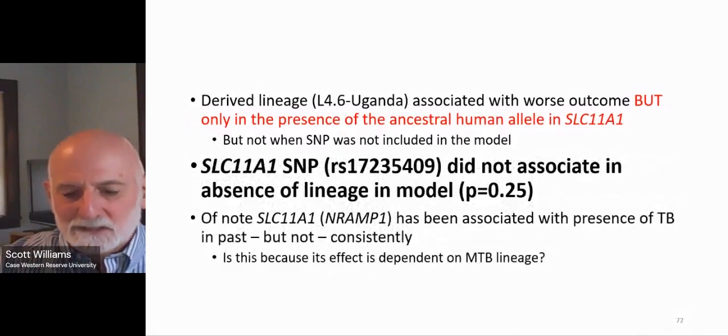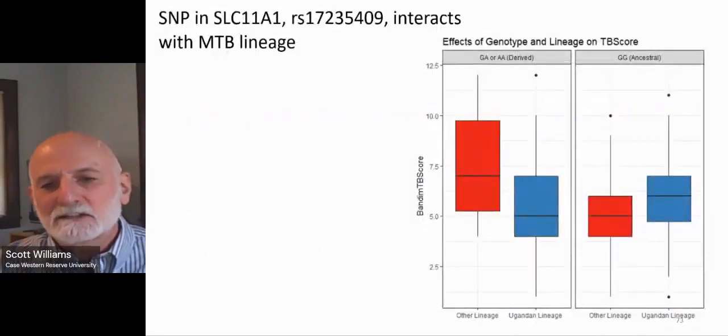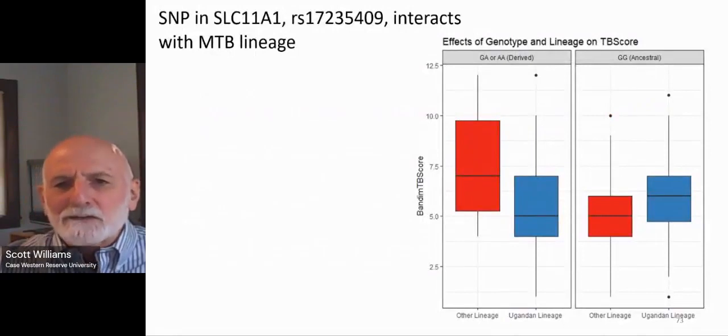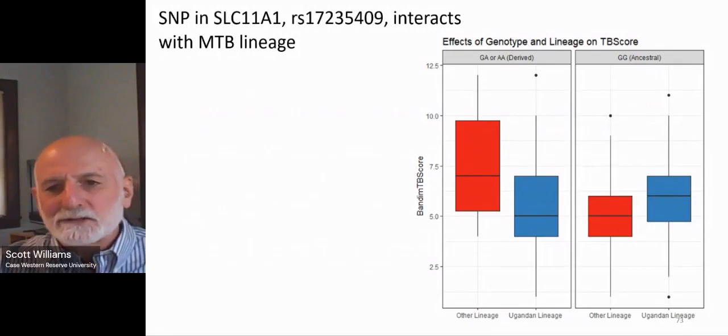But if you look at it, here's the issue. This independently was not associating, and you can see here, looking at the histogram, that in the derived genotype, the Uganda lineage was better. But in the ancestral genotype, the Uganda lineage had a more severe disease. So you can see it's going down in this direction, in this part of the slide, and up in this. A classic example of an interaction.